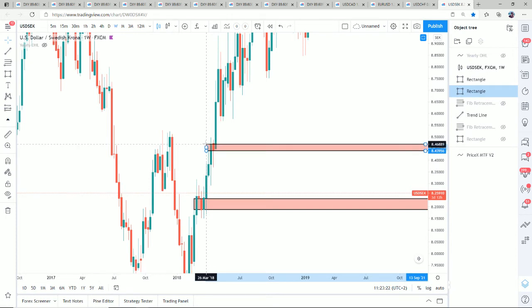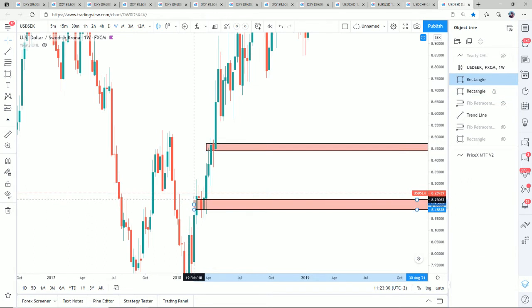Okay, we have it here. You can use the magnet, but I like to do it manually. And here, well, we have the same. We have this order block that finishes here, and a little bit lower we can go there.